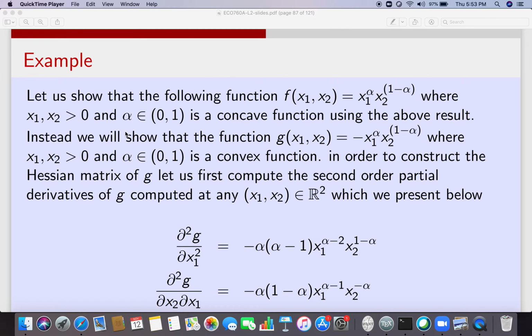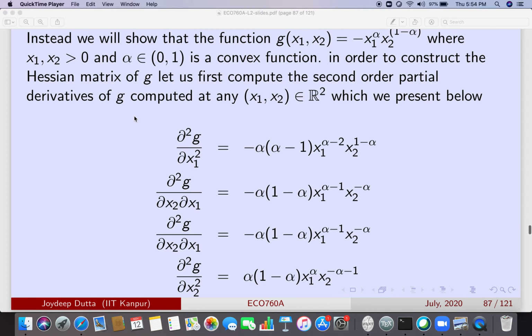Now I want to prove that this function f of x1, x2 is a concave function. This is very important for economics. Instead, we will do a trick. We have not spoken much about concavity in the beginning. We will take the function which is the negative of this and show that it is convex. Once I can do that, I have proved that the function is concave.